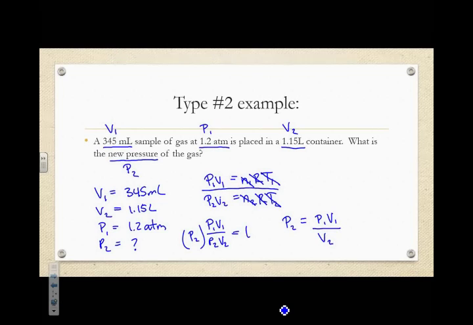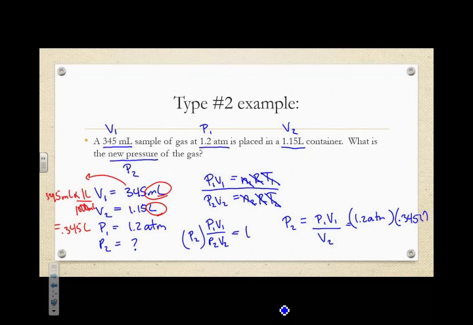Once I've got that figured out, now I just plug in my information. My pressure was 1.2 atm. I have a bit of an issue here with my volumes because I have milliliters here and liters here. So I need to get into a consistent volume unit, and I'm just going to quickly change my 345 milliliters to liters by dividing by 1,000. And that gives me 0.345 liters. So I can use that number instead. So 0.345 liters.